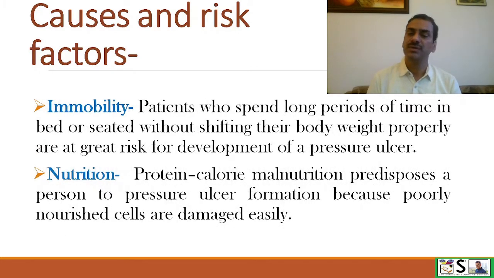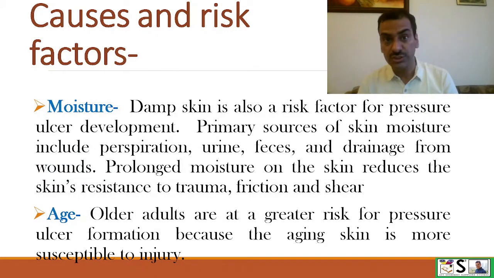Immobility. Patients who spend a long period of time in bed or seated without shifting their body weight properly are at greater risk for the development of pressure ulcer. Nutrition. Nutrition also plays a very important role. Protein calorie malnutrition predisposes a person to pressure ulcer because poorly nourished cells are damaged easily. Next one is moisture.